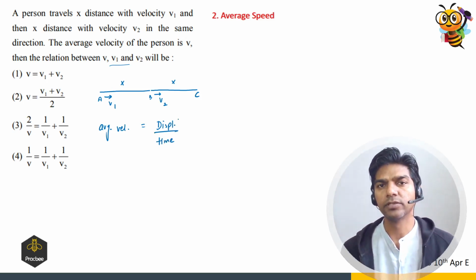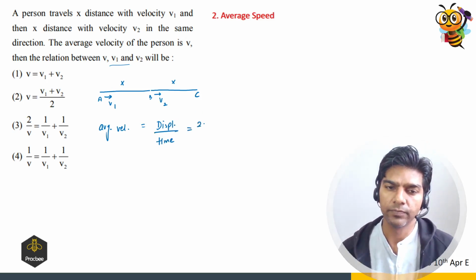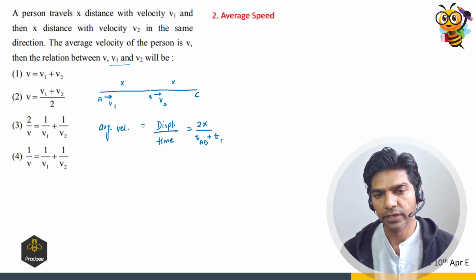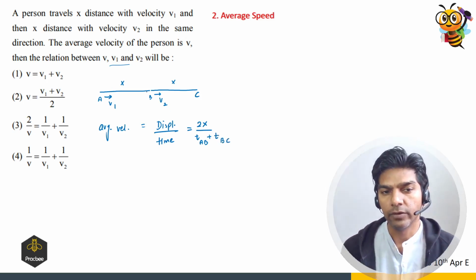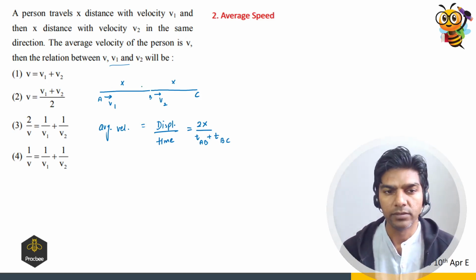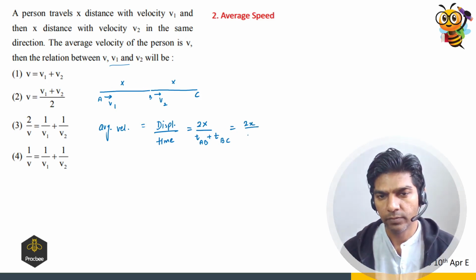So what is the overall displacement? It is nothing but 2x. It is going in the same direction. And what is the time? So we can say it will be the sum of the time from A to B plus B to C, right? Now what is the time from A to B? From A to B, the particle is moving uniformly with the velocity v1. So the time will be distance upon speed. Distance is x, speed is v1. So we can write this as 2x divided by x upon v1 plus x upon v2.